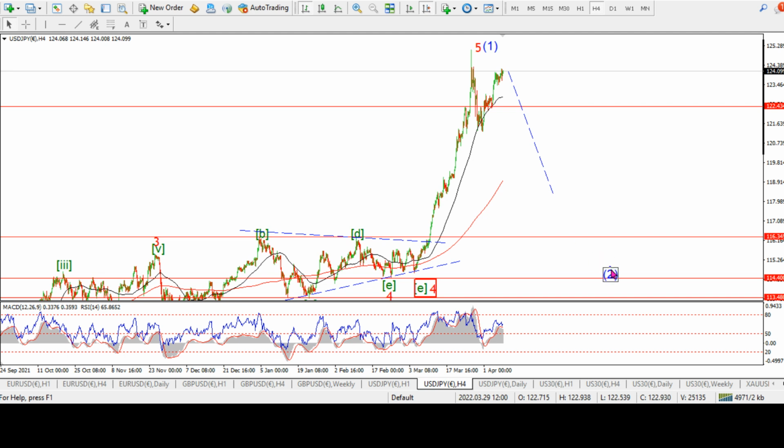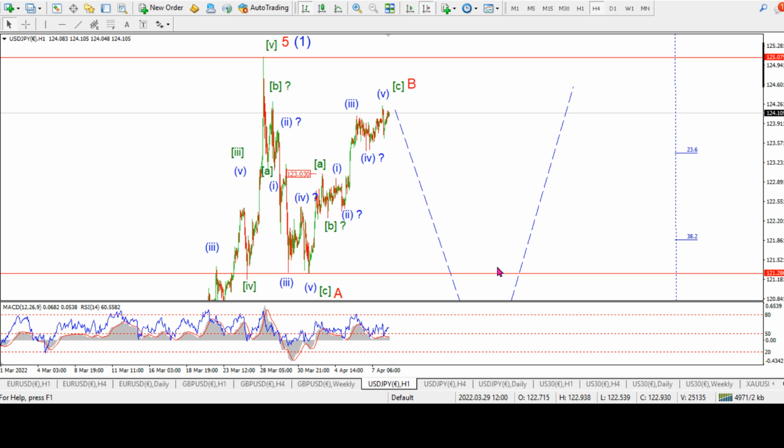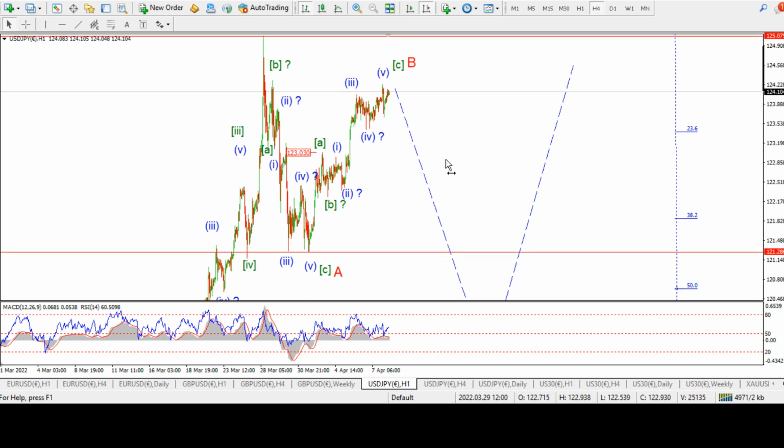You could even expect a decline back towards 114 or 115, but I'm not sure if this is ABC down in wave A of wave 2 or if it's wave ABC down in all of wave 2. It's still to be determined. It'll all come out in the wash, I suppose, in the end. But at the moment, tracking 3 waves down.